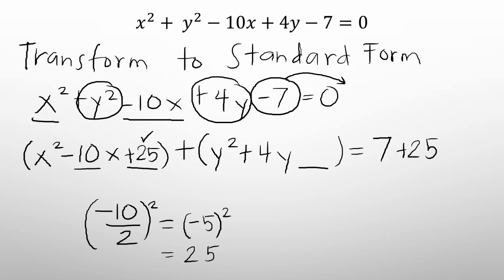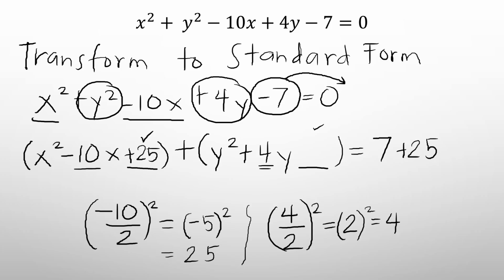Next, we identify the missing term here using completing the square. We use 4 divided by 2 and then we square the answer. 4 divided by 2 is equal to 2 and 2 squared is equal to 4. Then we add here 4, and whatever you add to the left side should be added to the right side.